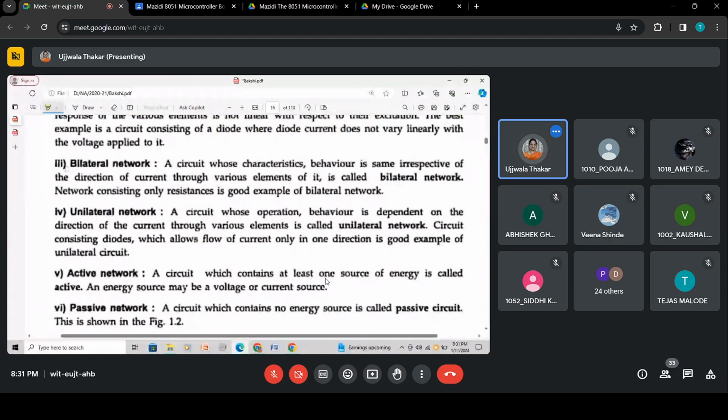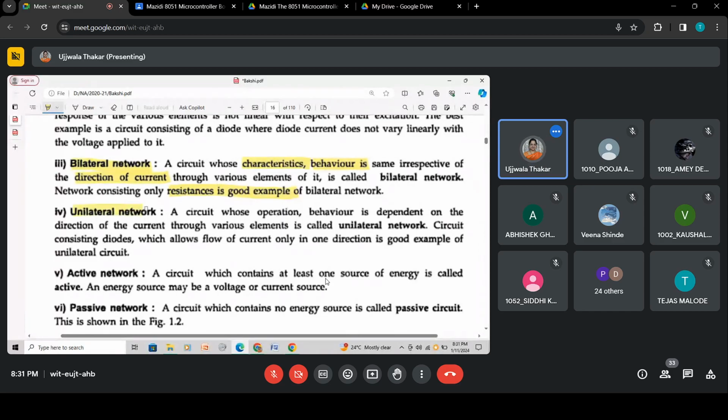The second is a bilateral network. Bilateral: a circuit whose characteristic behavior is the same irrespective of the direction of the current. A circuit consisting only of resistance is a good example of a bilateral network. So the characteristic behavior is the same irrespective of the direction of the current.